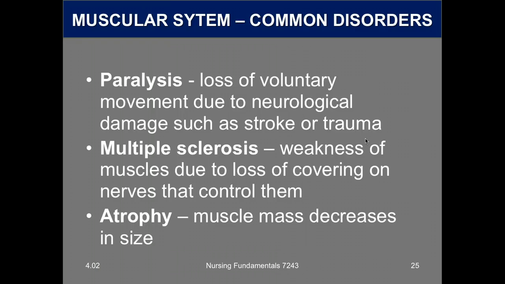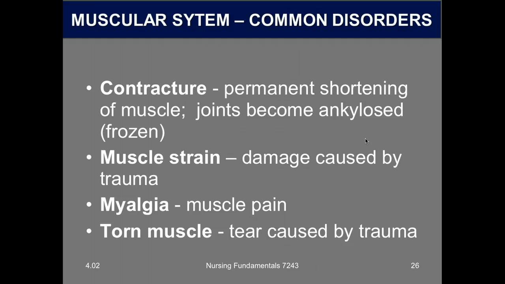Multiple sclerosis, which is a weakening of the muscles due to loss of covering on the nerves that control them. And atrophy, which is when muscle mass decreases in size. If you've ever had a cast on a body part, such as an arm or a leg, and when the cast is removed, you see that the muscle is a little bit smaller than the other one, that is also called atrophy. A contracture is a permanent shortening of the muscle.